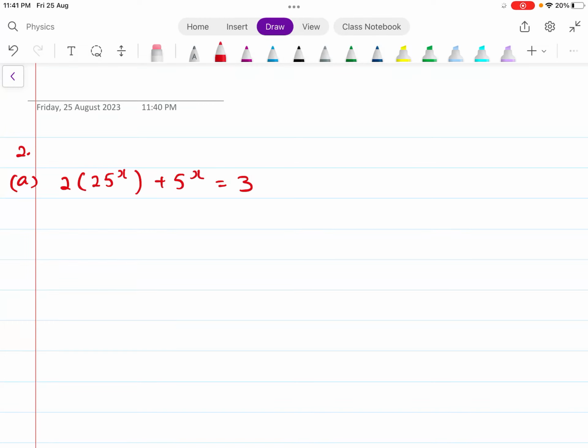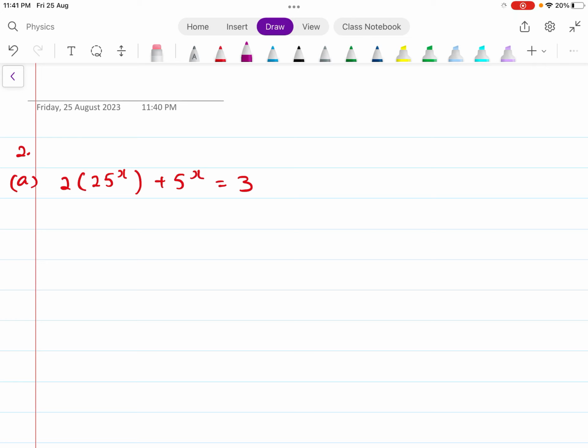Okay, so let's go through this question. Question 2a, we have 2 times 25 to the power of x, plus 5 to the power of x, equal to positive 3. So how do we solve this? By looking at this, obviously we need to use substitution in order to solve.